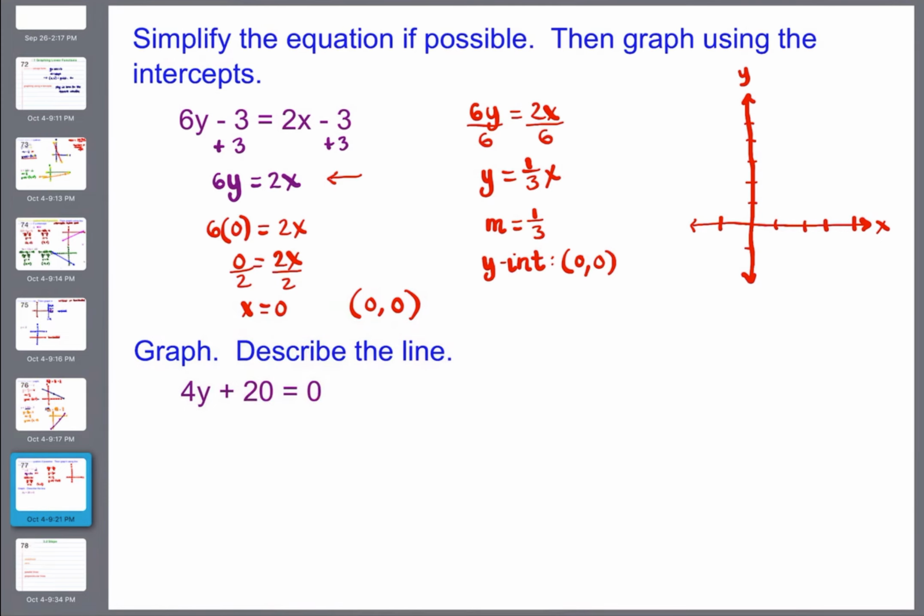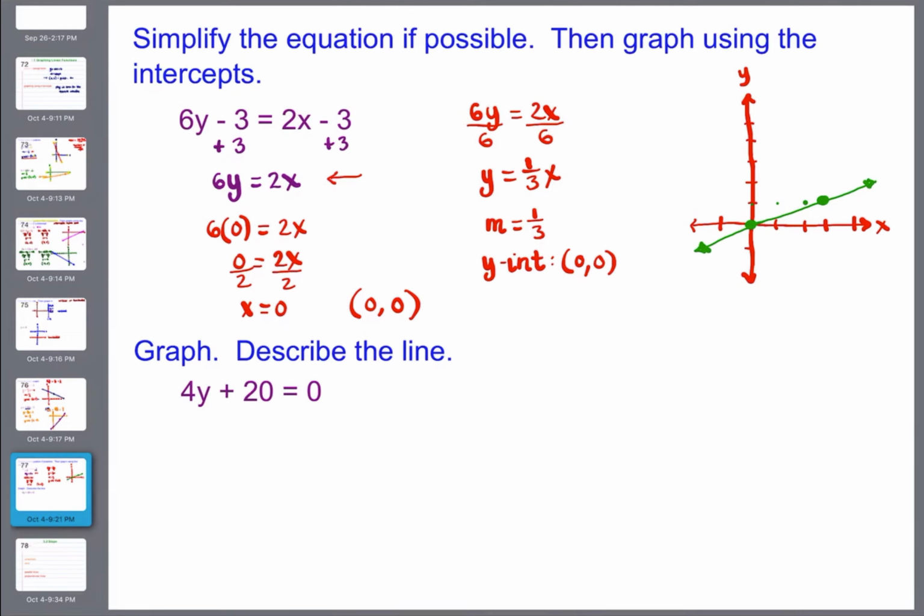So if I take a look, I have (0, 0). And then from that point, since it's a positive 1/3, I would go up 1 and then always to the right. So we're going to go right 3. So that's where my second point would land. The little dots that I'm making as I count are not going to actually go on the graph. It's just to show you in the video where you're looking.